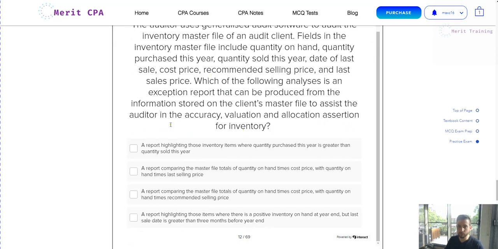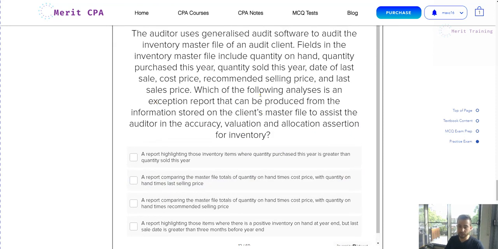So we want to know which of these tests is going to indicate obsolescence for us, and specifically we want to know an exception report. What an exception report is, it's looking for things that are kind of outliers, right?